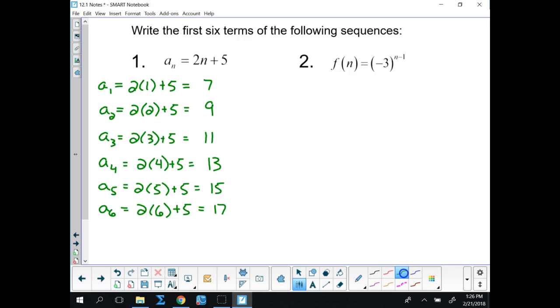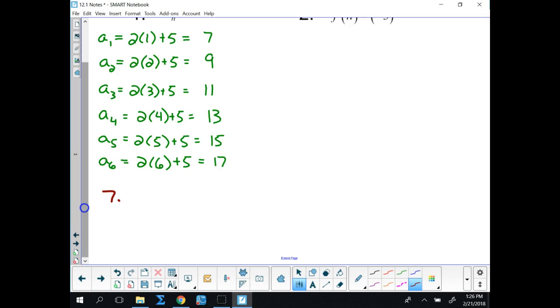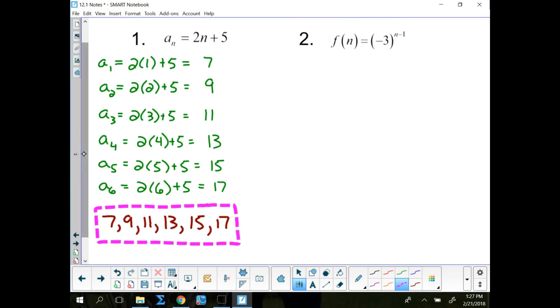Now, when I go to write that sequence, I write it separated by commas. So it's 7, 9, 11, 13, 15, 17. It is a list, each term separated by commas. That was an arithmetic list.